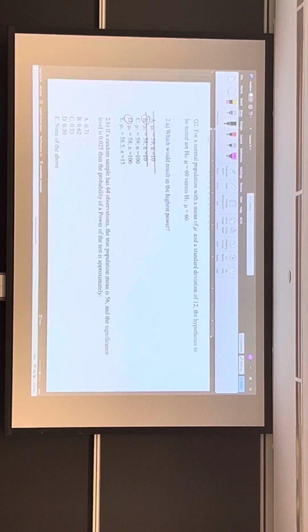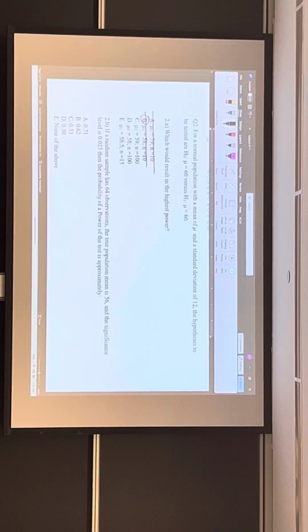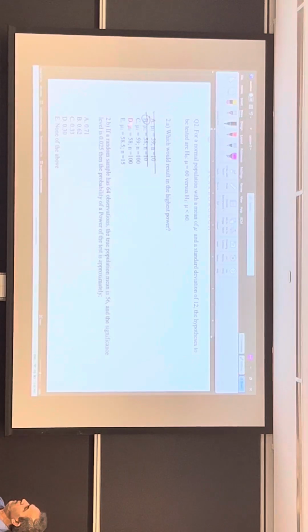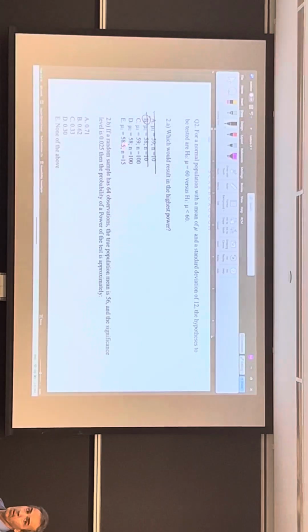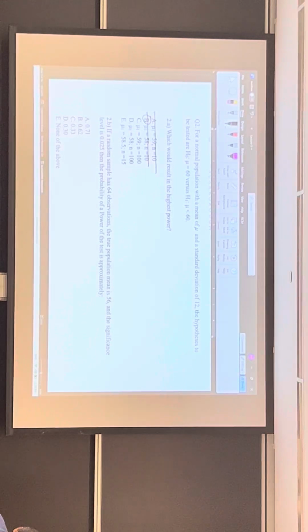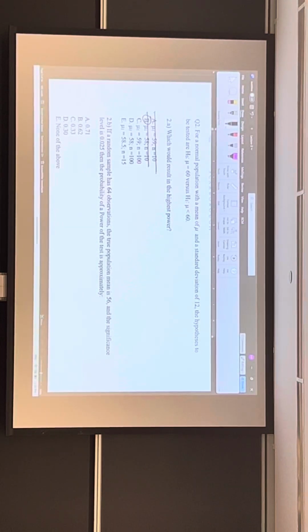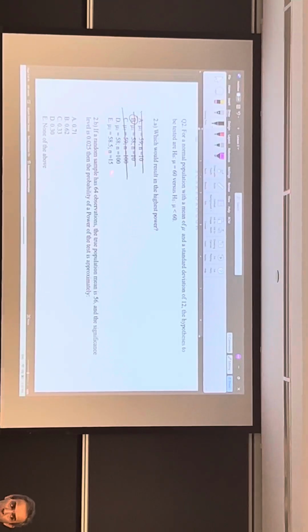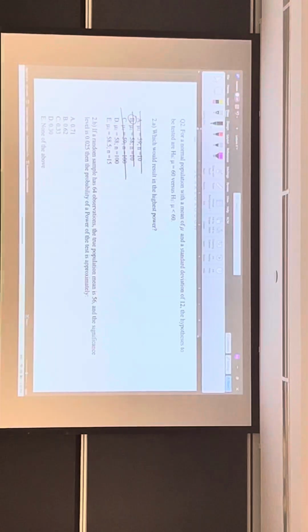Alright? So I end up with C, D, and E. Then I can go to C and D. This is a farther away alternative, more power. The sample size is the same. And I have D and E. Bigger sample size, more power. Farther alternative, more power. So on both fronts, this gives me more power. That's the answer.